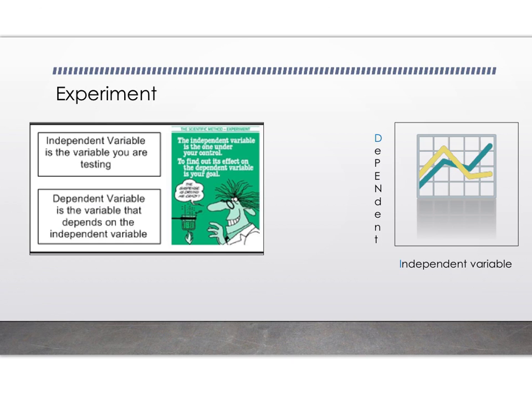So in an experiment, you're going to have to be able to identify the independent variable versus the dependent variable. So the independent variable is the variable that you are testing. You set the parameters, you are in control of that variable. The dependent variable, however, depends on the independent variable. So this guy is going to change based on what the independent variable is.